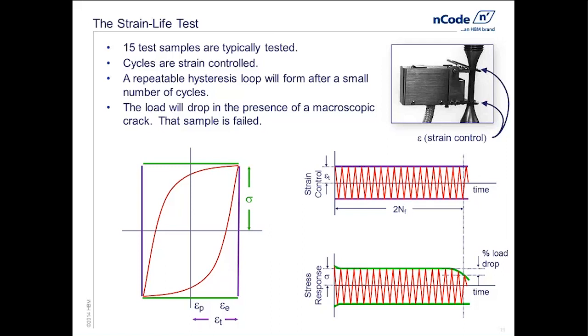And then at the half-life, somewhere between the start and end of the test, we will have stabilized cycles. And in that area, we're going to pull out a hysteresis loop, and that's the loop that we'll use to measure elastic and plastic strain. And again, the life is determined by some predetermined either load drop-off or part separation. And so from this, we're going to get elastic and plastic strains, and we'll get our life.